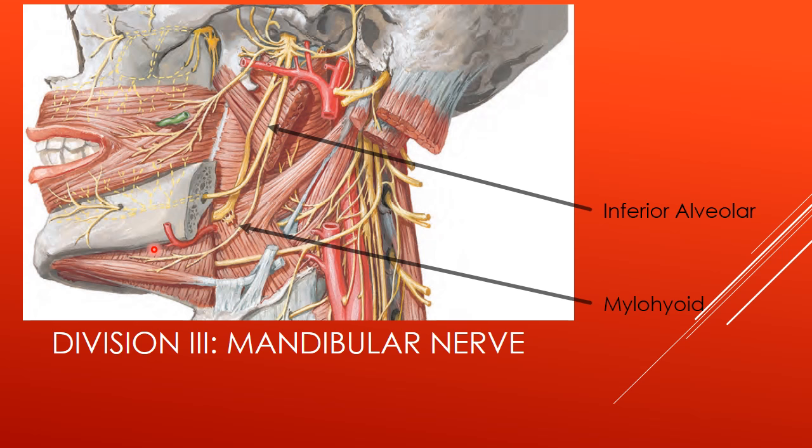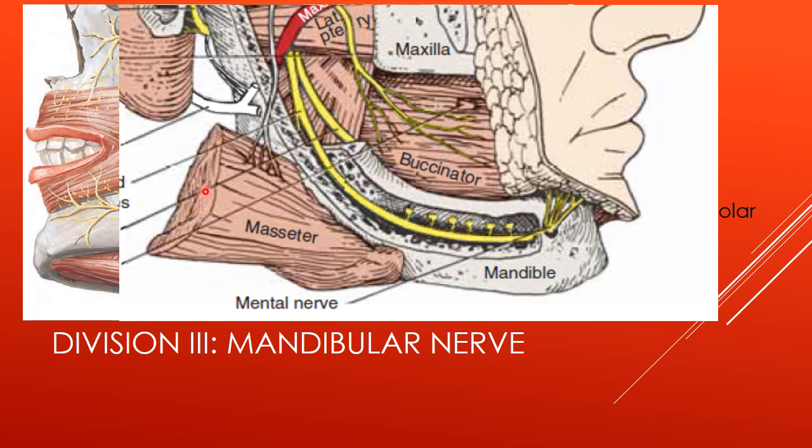The IAN then enters the mandibular foramen, and inside the mandibular canal, it gives off many small dental branches that supply all mandibular premolars and their supporting structures. It splits near the roots of the premolars to become the mental nerve and the incisive nerve.